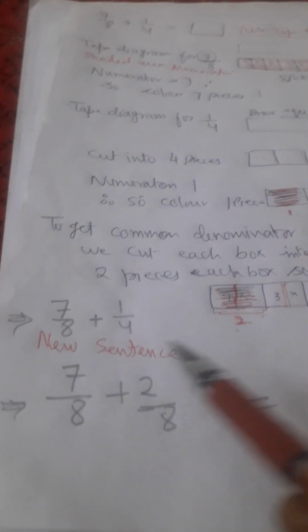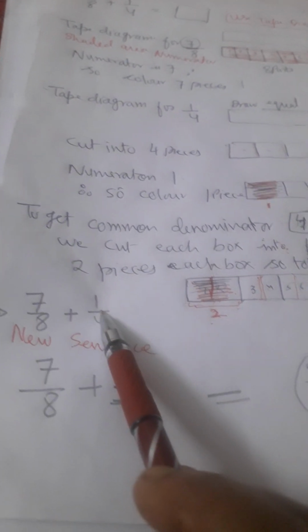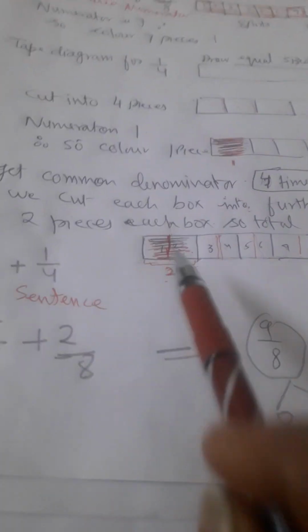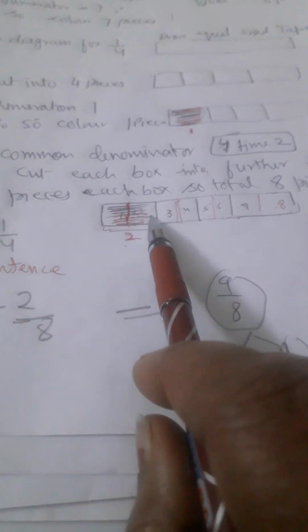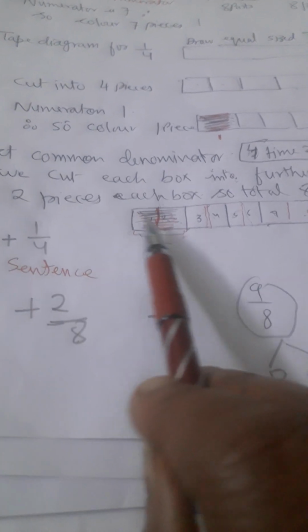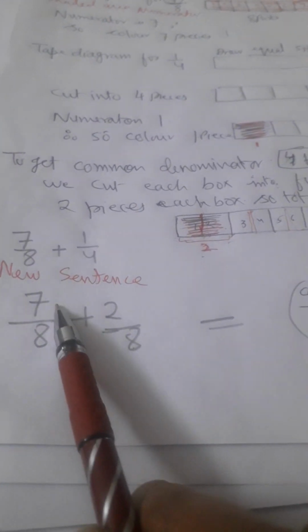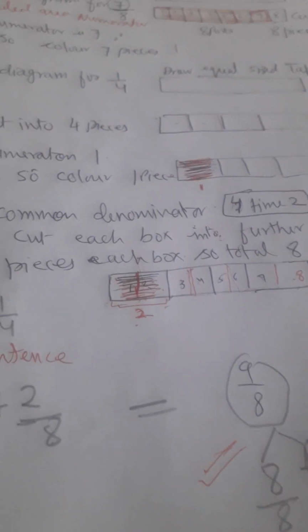Now you can easily add. Rewrite the new sentence: 7/8 plus 2/8. Instead of 1/4 you write 2/8, because you have cut it into 8 parts. Now the 1/4 part is converted when we cut it into 8 parts, so 1 becomes 2, twice of it. So 7/8 plus 2/8 is equal to 9/8. Then you know how to do it further: the answer will be 1 1/8. Clear, my sweetie? Should I repeat it?